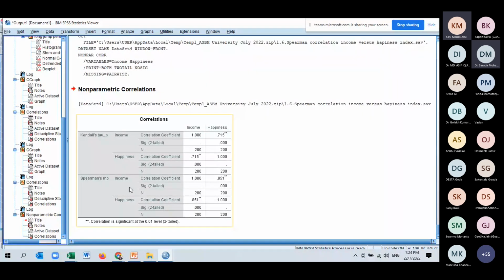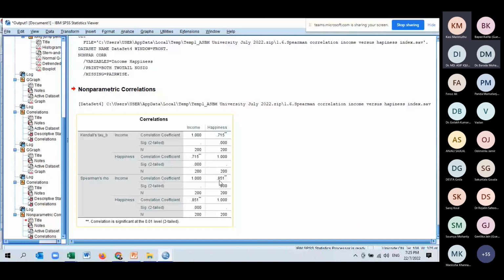So Spearman, correlation of income versus happiness. How much is the relationship? 0.851, meaning as income increases, happiness also increases, but it may not be right. Please take note, this is hypothetical data. This is not real data, just created. So as income increases, the happiness of the people also increases. It may not be right, but this hypothetical data shows that there is a positive relationship.